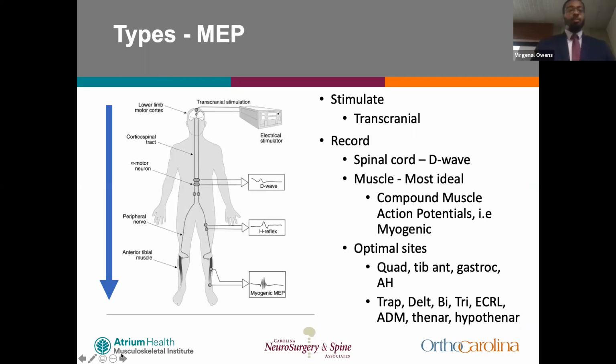MEP is the second type I'll talk about, motor evoked potential, and it's the opposite way. So you stimulate transcranially, and then you record distally in the peripheral nerves or the spinal cord. You can record using D waves, but this is not used too commonly. It's really not used here from what I know. The most ideal is using muscle action potentials or myogenic potentials. Optimal sites include the muscles I have listed here: quad, tib ant, gastroc, trap, delt, bis, tris. And you can adjust where you monitor depending on the level of the surgery.